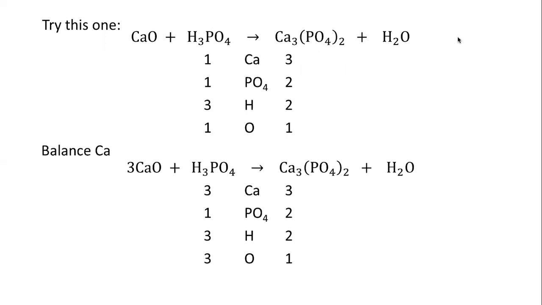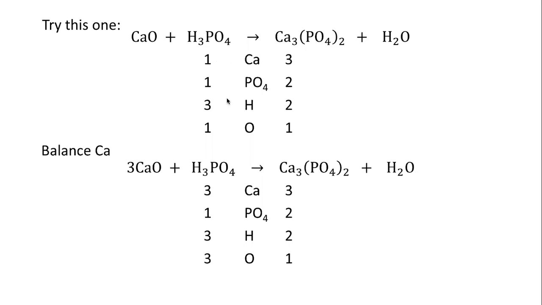So now we're going to try this molecule here. So let's count up our atoms. In this example, we are going to try to balance the following equation. We have calcium oxide plus phosphoric acid. That's going to lead to calcium phosphate and water.